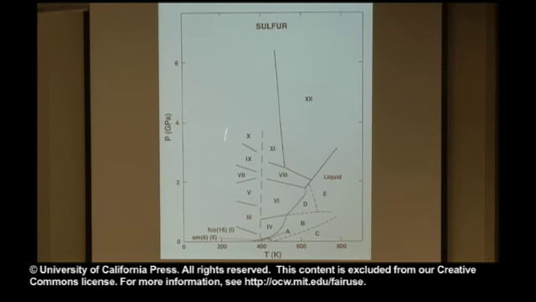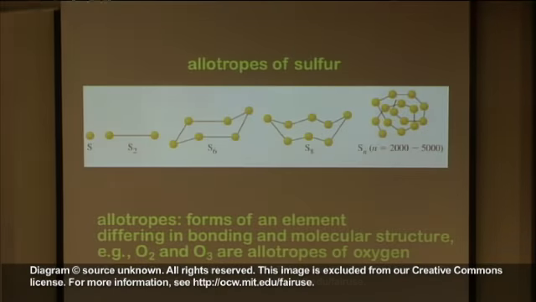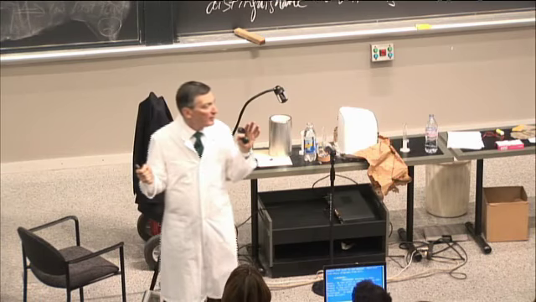Here's sulfur. Sulfur's crazy. Look at phases in the solid phase. There's even phases in the liquid. Different phases. There are allotropes. Here's sulfur, elemental sulfur, the disulfide, hexasulfide. It makes rings. It makes long chains. And these are called allotropes. They're different forms of the same element.